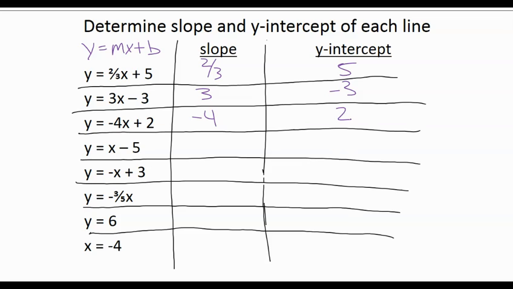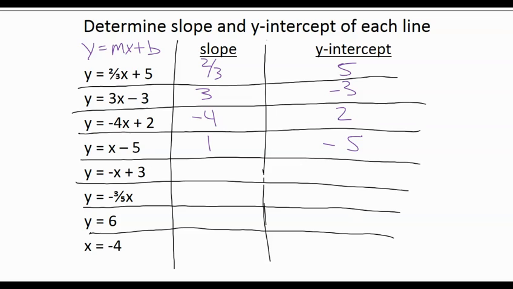Y equals x minus 5. So there's no number in front of the x. So what do you think the slope is? I hear answers of 0, 1. It is 1. Anytime there's nothing in front of the x, you can think of that as a 1x. And our y-intercept for this one would be -5. So let's look at our next one.